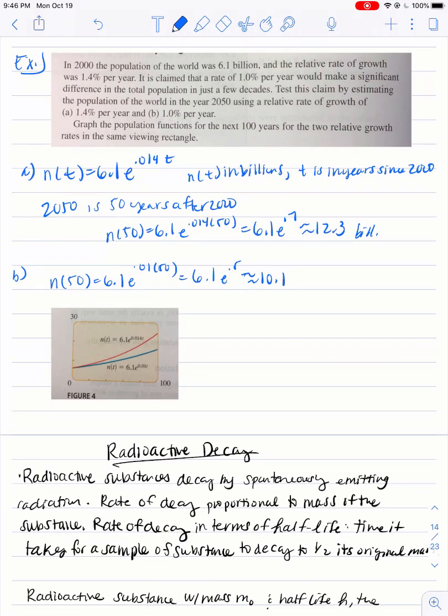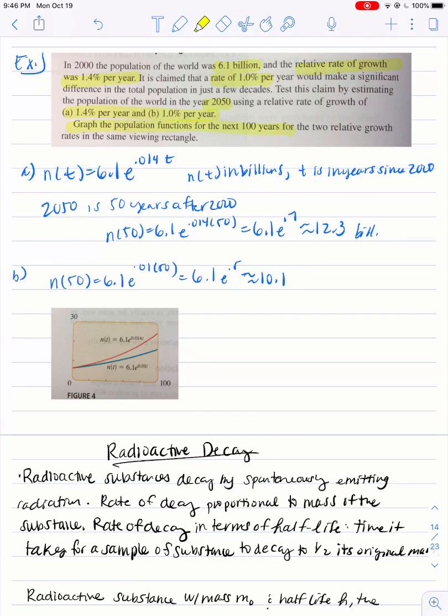Our next example: in 2000, the population of the world was 6.1 billion. That's our initial count. The relative rate of growth was 1.4% per year. It's claimed that a rate of 1% per year would make a significant difference in the total population in just a few decades. Test this claim by estimating the population of the world in the year 2050 using a relative rate of growth of 1.4% per year and 1% per year. Then we want to graph them and compare them.